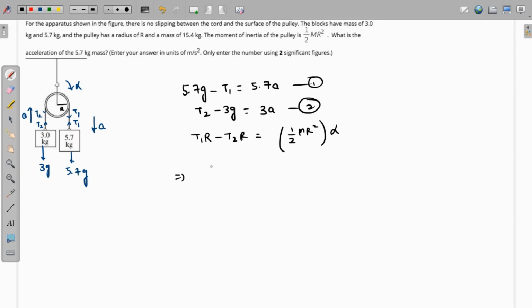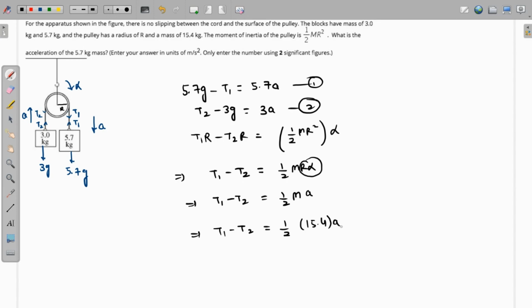Dividing both sides by r, we have T1 minus T2 as half m r alpha. And we know that acceleration is nothing but alpha r, right? So this can be replaced by a. And what is the mass? The mass of the pulley is already given to us as 15.4, times a. So the value of T1 minus T2 is half of 15.4, which is 7.7a. Let's call it equation 3.